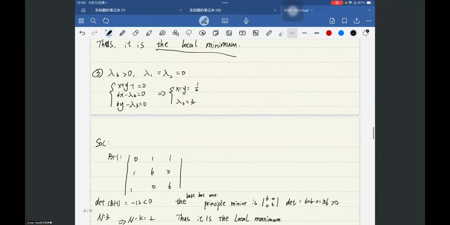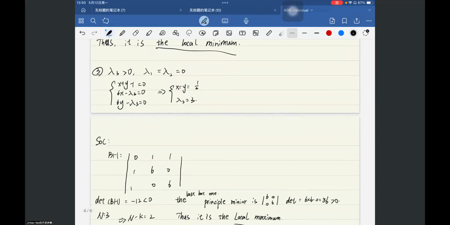The third situation is lambda 3 larger than 0 and lambda 1 equal to lambda 2 equal to 0. In this case, we can solve x equal y equal 1 over 2, and lambda 3 is 3.